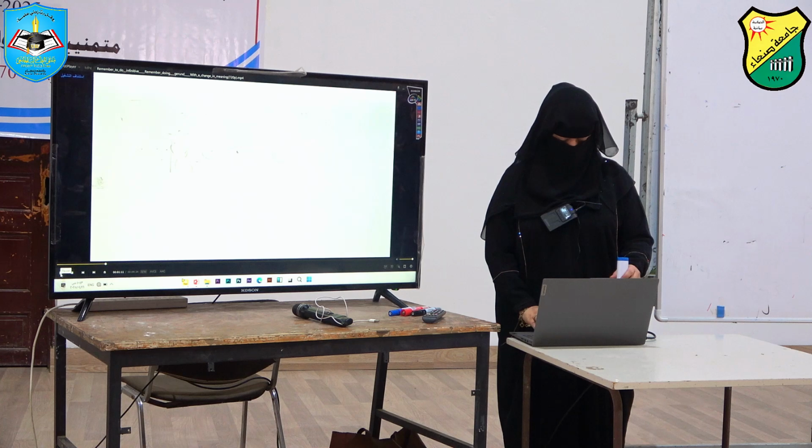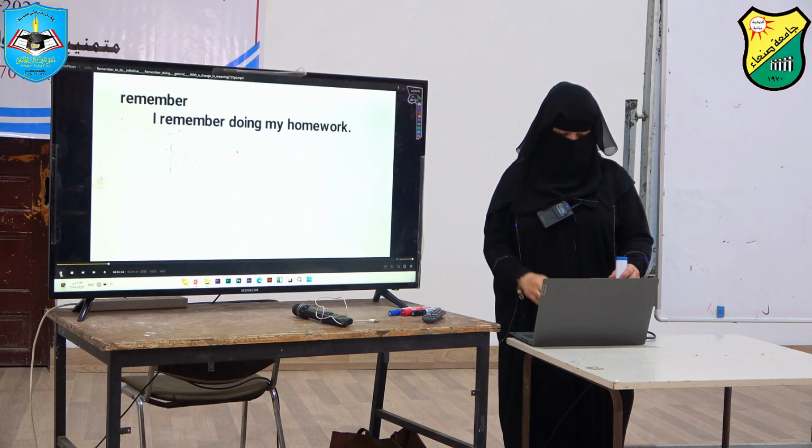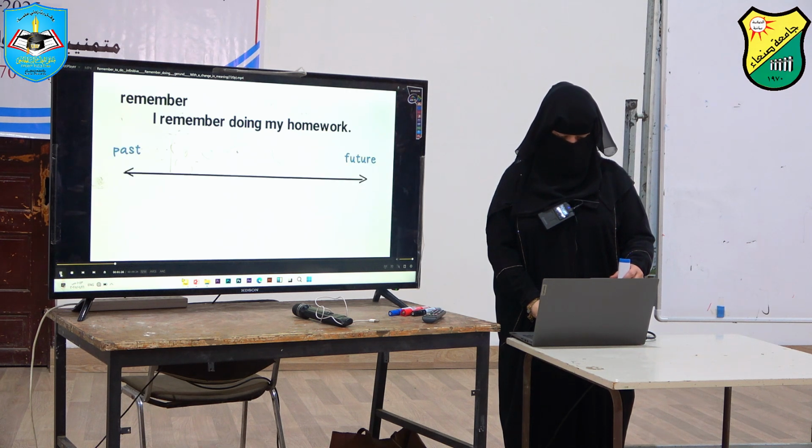At the verb remember. So I remember doing my homework. Here we're looking at the past, so we use the ing form, the gerund. With some of these verbs, it helps to think of the timeline. Which happened first? Remember or doing the homework? So here you can see you did your homework and now you are remembering it.